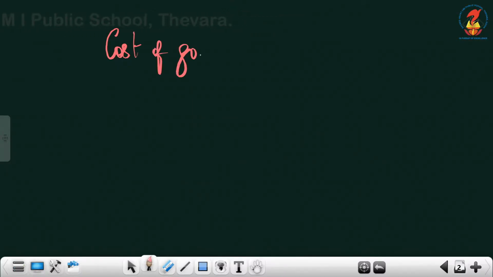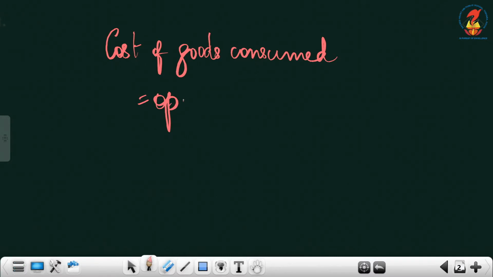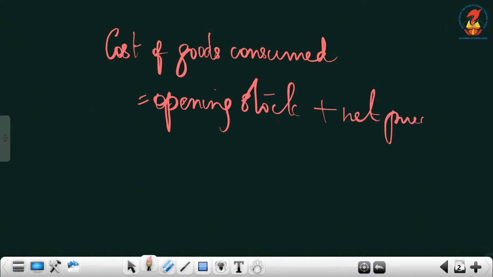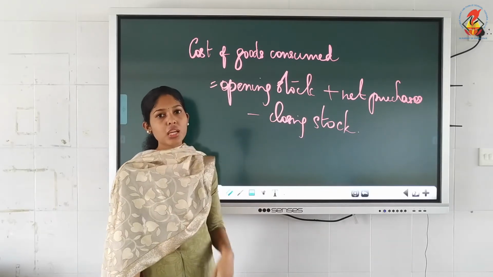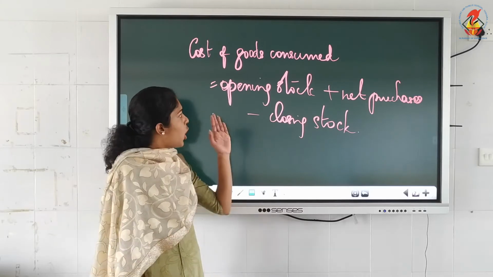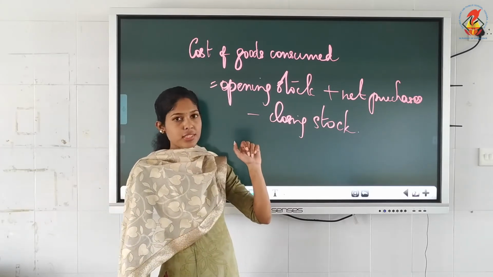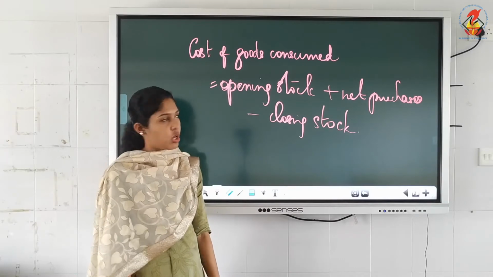cost of goods consumed, which is almost similar to cost of goods sold, that is opening stock plus net purchases. What is net purchases? Total purchases minus purchases returned, net purchases minus closing stock. Okay, so this is the formula for computing cost of goods consumed. Opening stock plus net purchases minus closing stock.